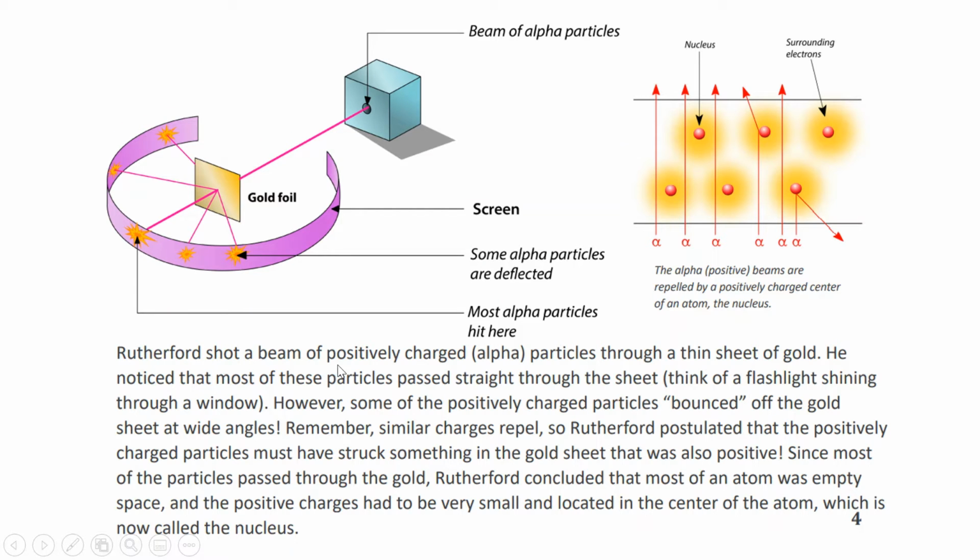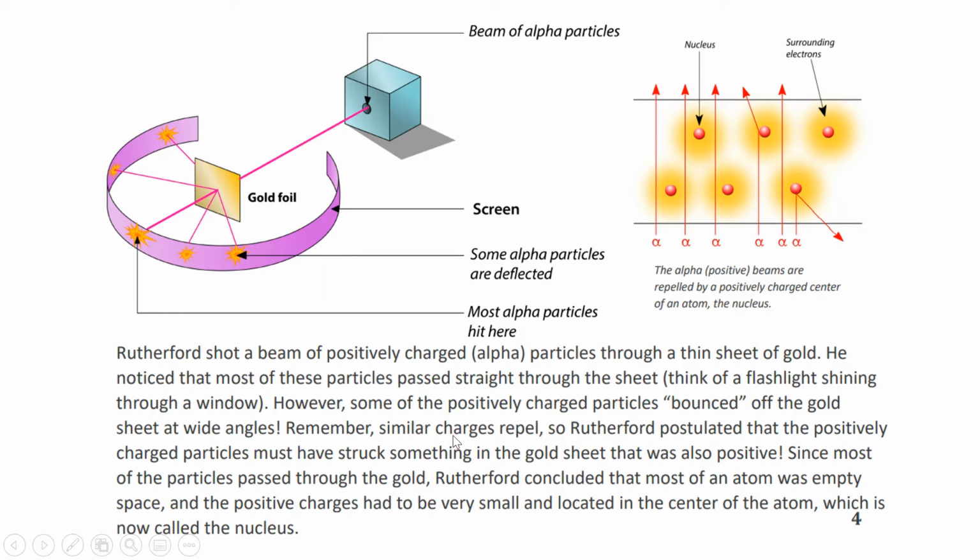Rutherford shot a beam of positively charged alpha particles through a thin sheet of gold. He noticed that most of these particles passed straight through the sheet. Think of a flashlight shining through a window. However, some of the positively charged particles bounced off the gold sheet at wide angles.